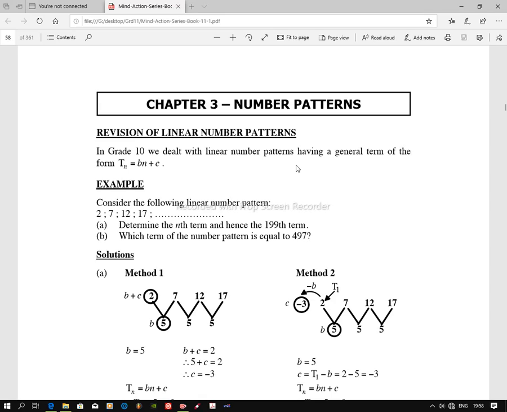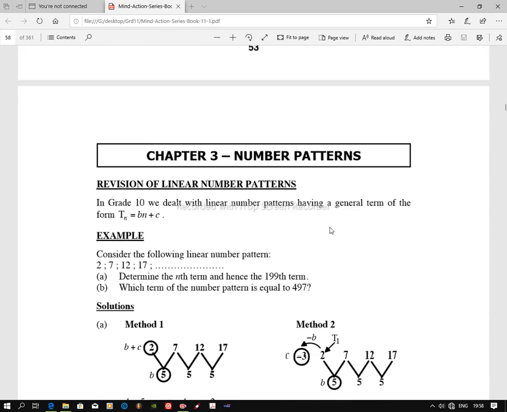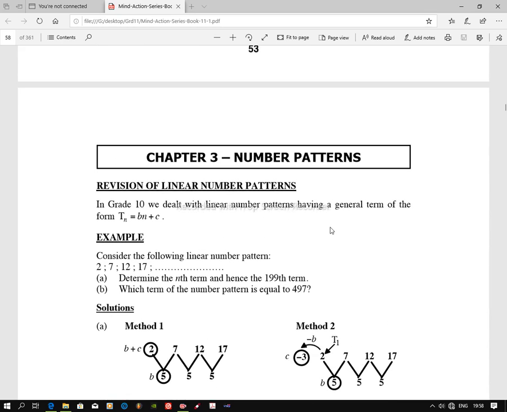Today we're going to focus on chapter 3, which is number patterns. The first pattern that we are having here is a revision: a linear number pattern. I'm referring to the Mind Action series.